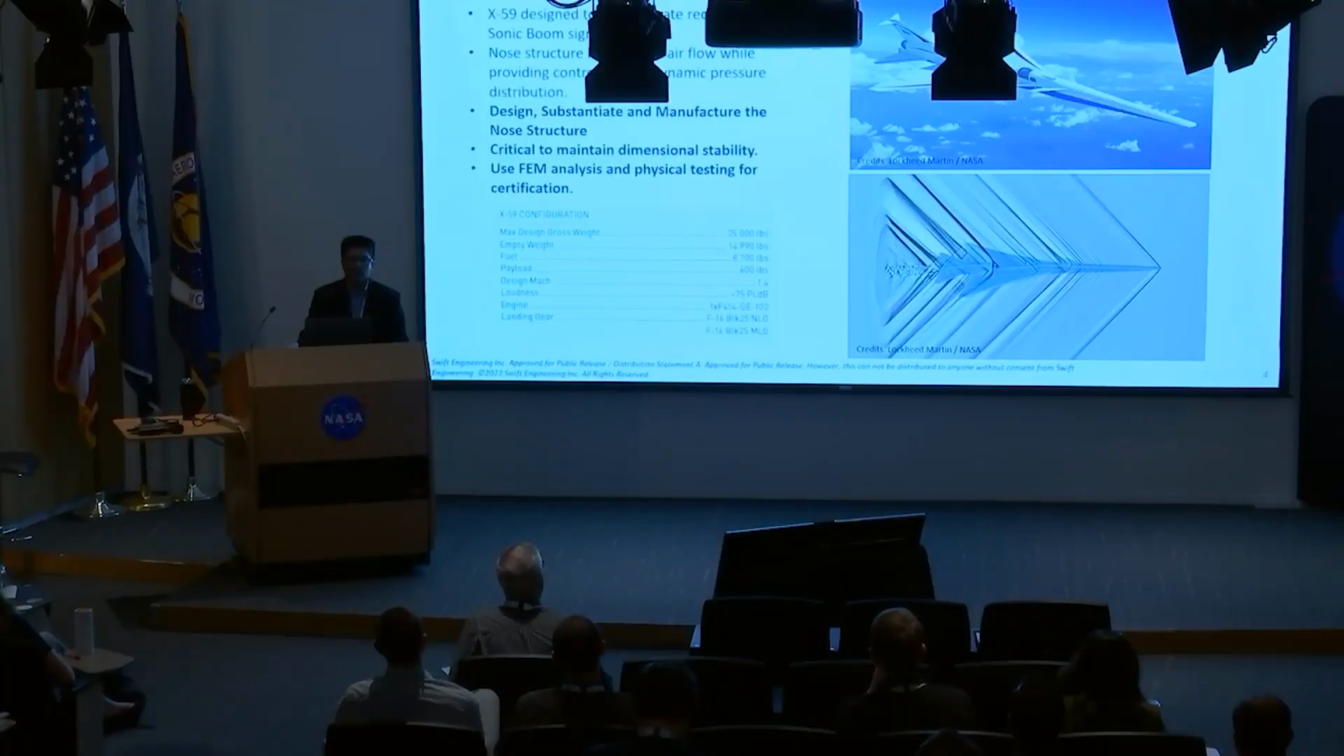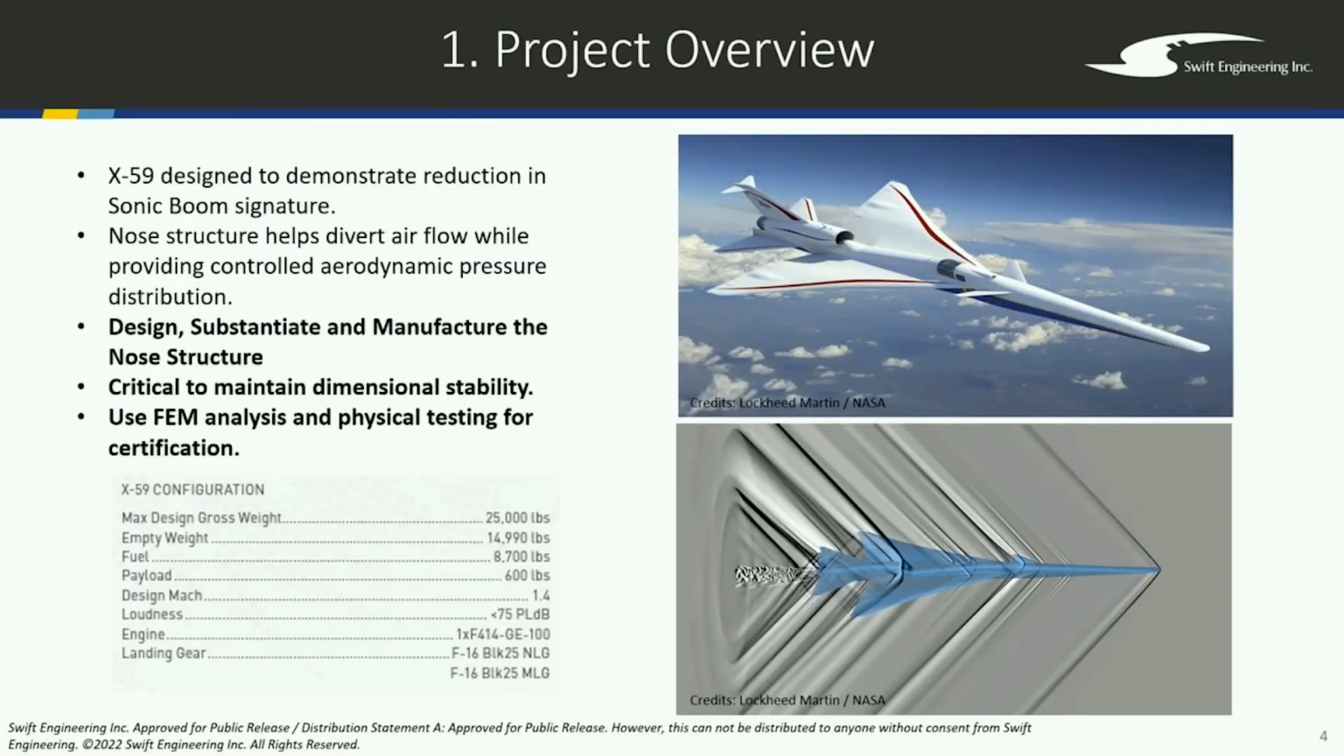I'm not with Swift anymore. I used to be with them, so this presentation is like ex-Swift. So what is the X-59? It's basically designed to reduce the sonic boom, so they're allowed to fly over land.